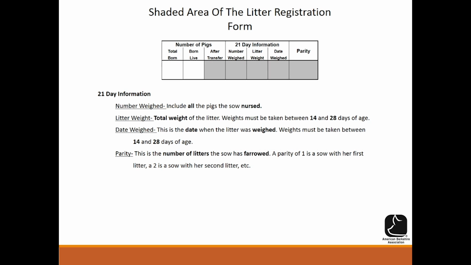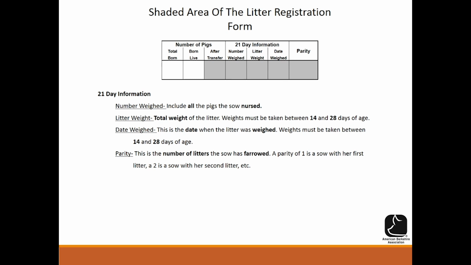The next section of the shaded area reads 21-day information. Below it reads, number weighed. Include all the pigs the sow nursed. Litter weight. Total weight of the litter. Weights must be taken between 14 and 28 days of age. Date weighed. This is the date when the litter was weighed. Weights must be taken between 14 and 28 days of age.